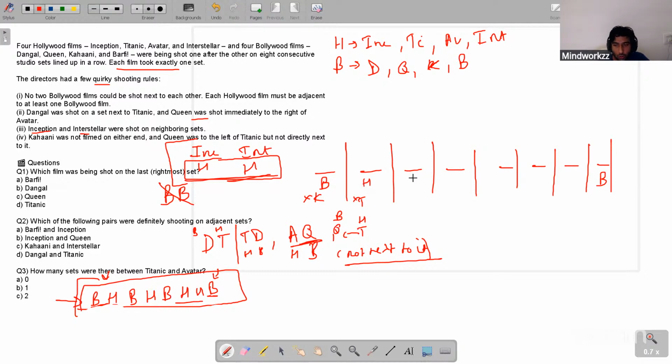Now, is it one Hollywood or two Hollywoods? We don't know yet. And of course, this also has to be Hollywood. Again, one Hollywood or two Hollywoods, we don't know right now. Okay, and this finishes all the clues.